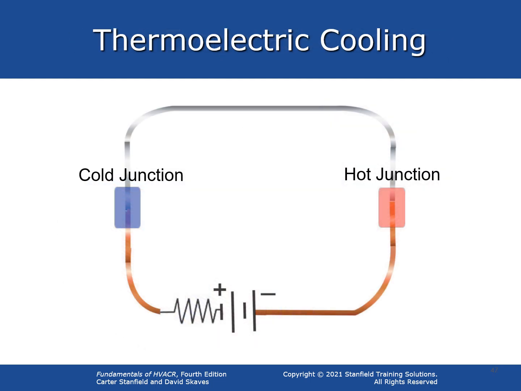Thermoelectric cooling works by sending DC current through a thermocouple. A thermocouple is made up of two different metals joined at two places. When current flows through it, one junction gets hot and the other becomes cold. The electrons are transferring the heat from the cold junction to the hot junction. This phenomenon is known as the Peltier effect.